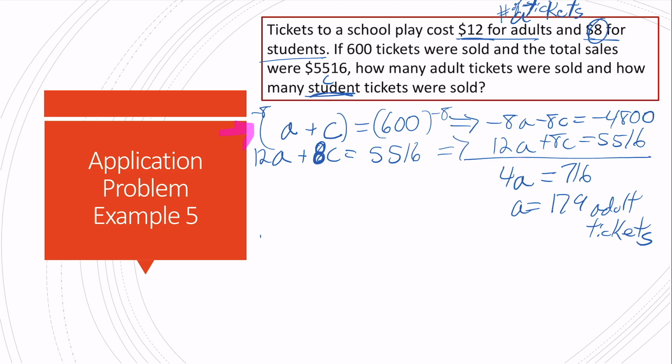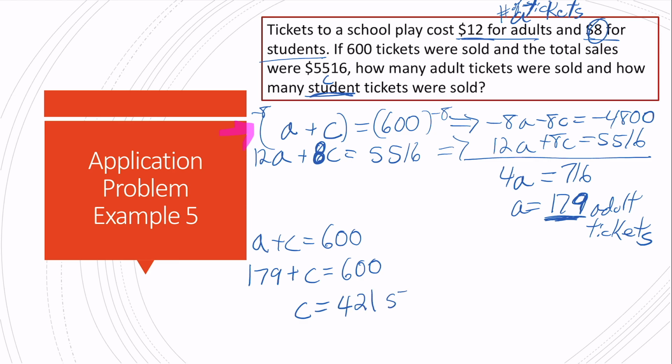My original equation was A plus C is 600. So I can substitute in what we found, that 179 for adult. So I have 179 plus C is 600. That tells me that the number of children's or students' tickets was 421 student tickets.